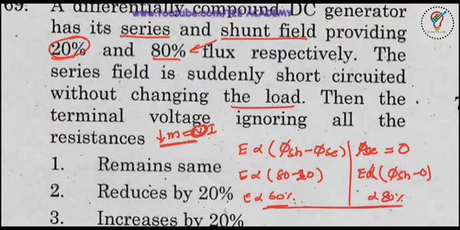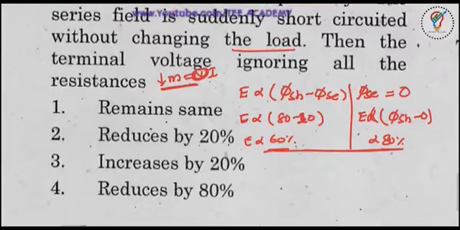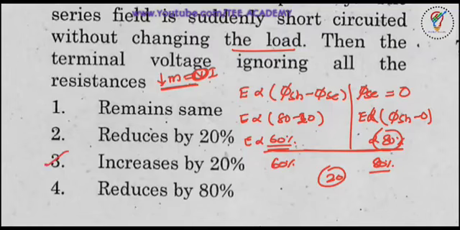So the difference between 60% and 80% is how much? 20%, either increasing or decreasing. First case 60%, second case 80%, so it increases by 20%, okay. Understand this question? Okay, next we will move to the next question here.